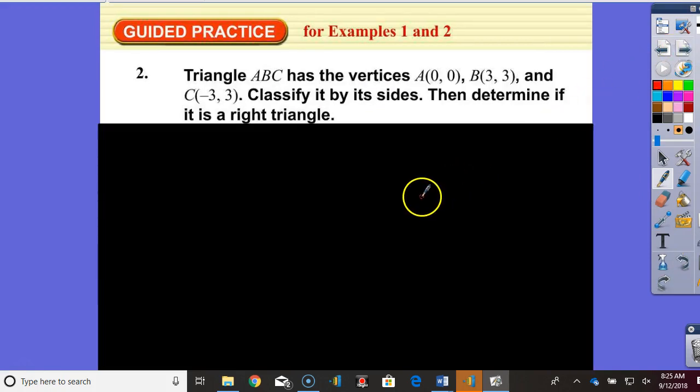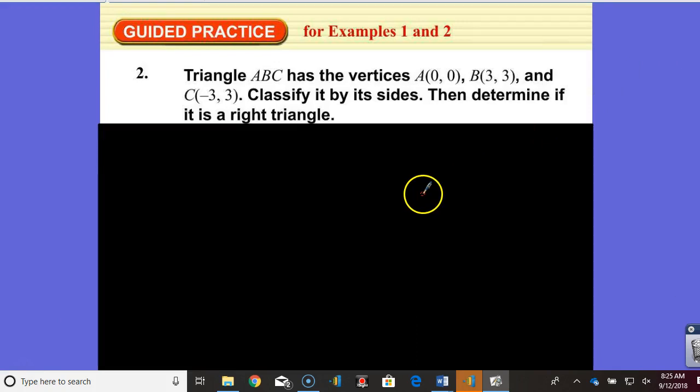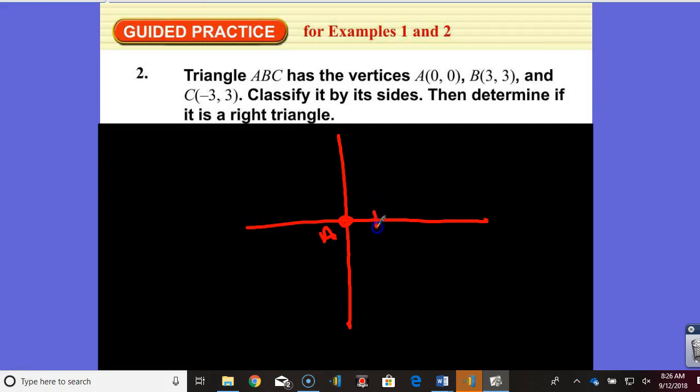All right, so triangle ABC has the following vertices. Classify it by its sides, then determine if it's a right triangle. So the first thing that we should do is just graph it. It just makes life a lot easier. So if we have 0, 0 for our A, our B is at 3, 3. Always get into the elevator before you go up or down. We go over to negative 3, and up to the third floor, right? Get into the elevator before you go up or down. So I'm going to connect these and see what we're working with.